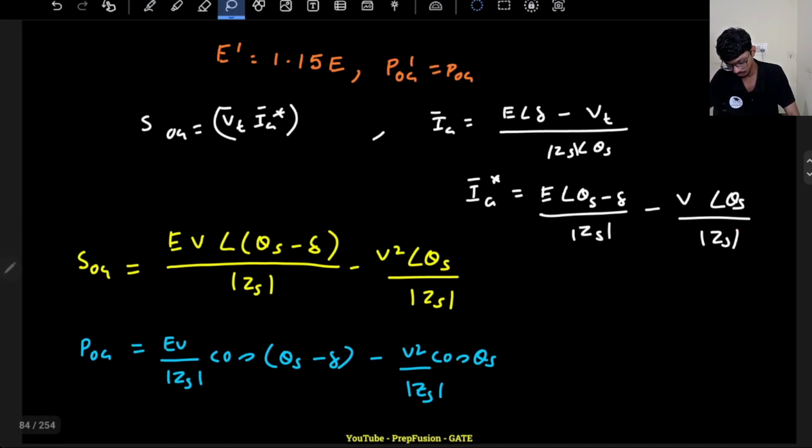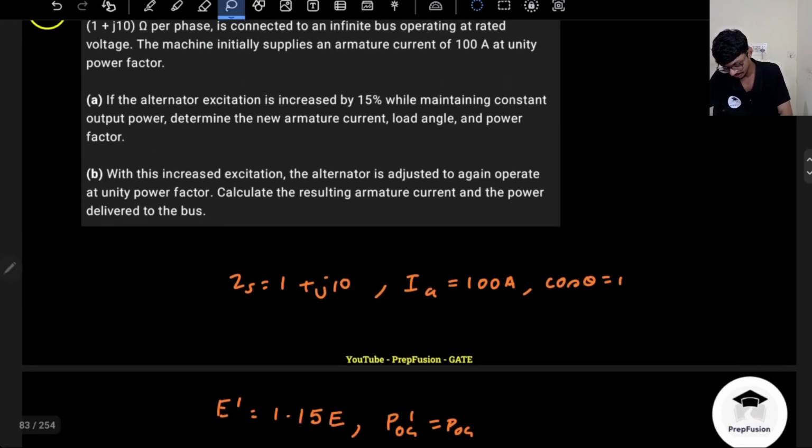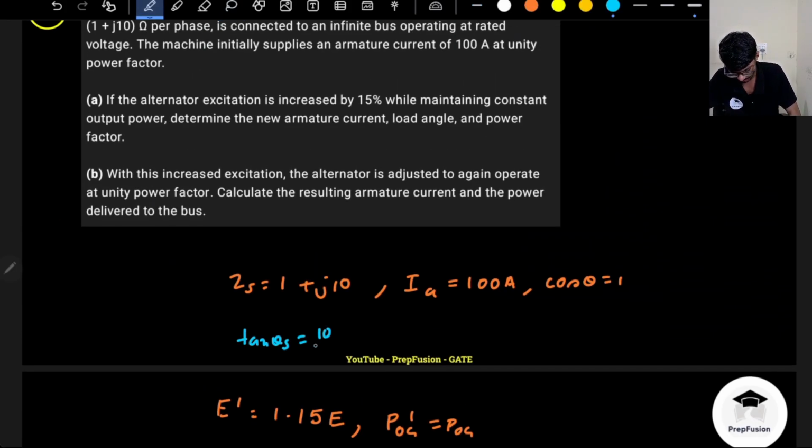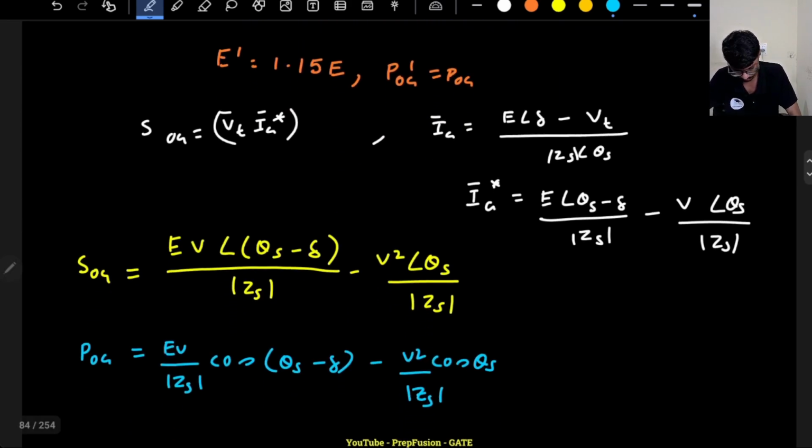Now what is cos of theta S? That will be very simple. Tan theta S is basically 10 upon 1, so that is 10. So theta S, tan inverse 10, comes out to be 84.289 degrees. Now I have all the values, right? I have all the values.